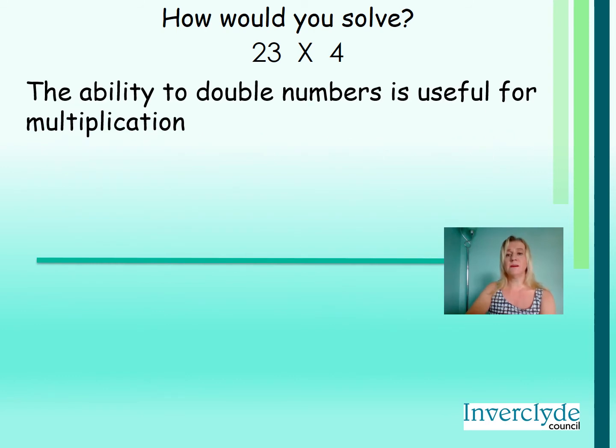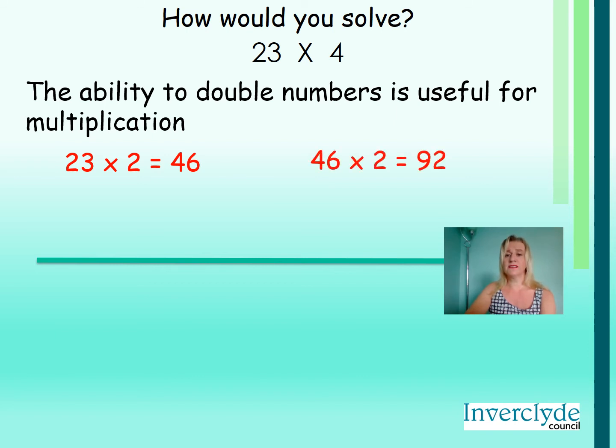Remember, the ability to double numbers is useful for multiplication, particularly when we're multiplying by 4 and multiplying by 8. I know that 23 times 2 is 46. If that's still a bit tricky, we could partition 23. We could double 20 to give us 40 and double 3 to give us 6 to make 46. That's only multiplying by 2. We need to double that again if we want to get to the right answer, 23 times 4.